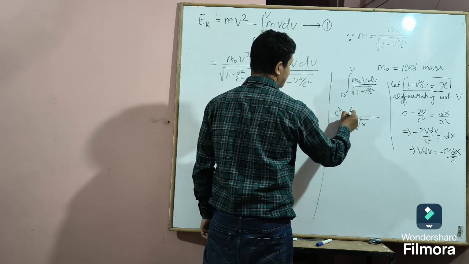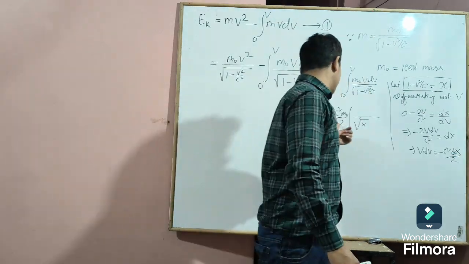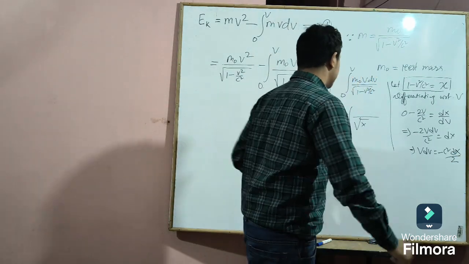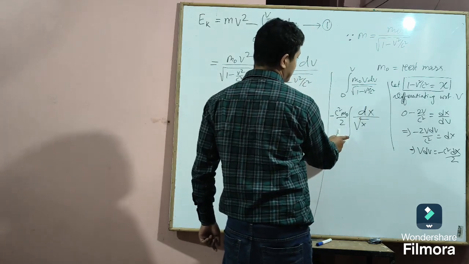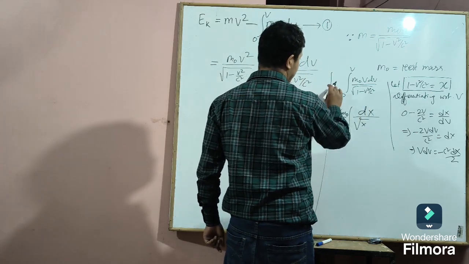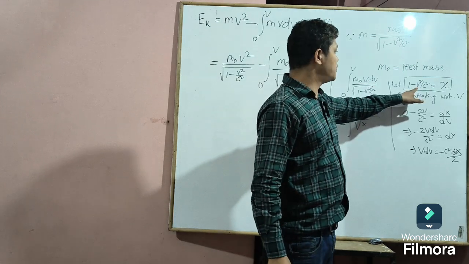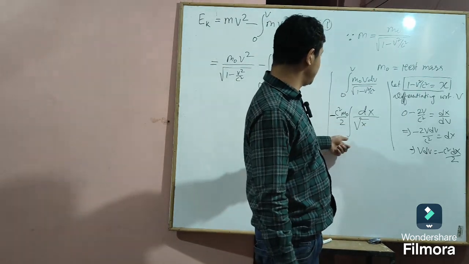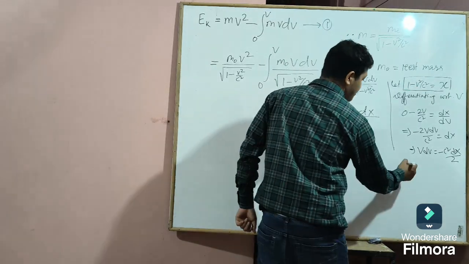So c square m naught by 2 is written outside. Here the minus is also written outside. Then dx, let me write here dx. Now what will be the upper and lower limits in this case? Now you see, when you put v is equal to 0 here, then x is gonna be 1.